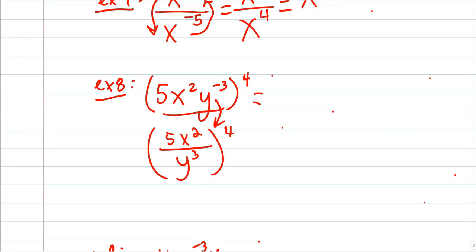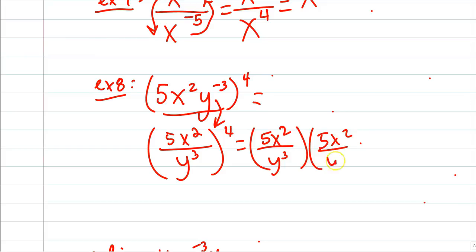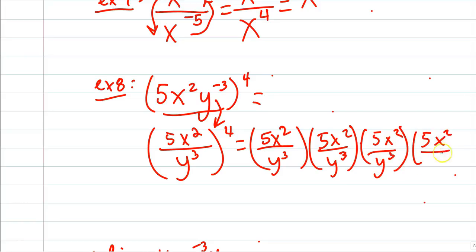Don't apply a rule to this. A lot of people are going to tell me that this is 20. That's a lie. I thought we multiplied the exponents by the rule here. Don't do it. Write this out. 5x squared over y to the third, times 5x squared over y to the third, times 5x squared over y to the third, times 5x squared over y to the third.